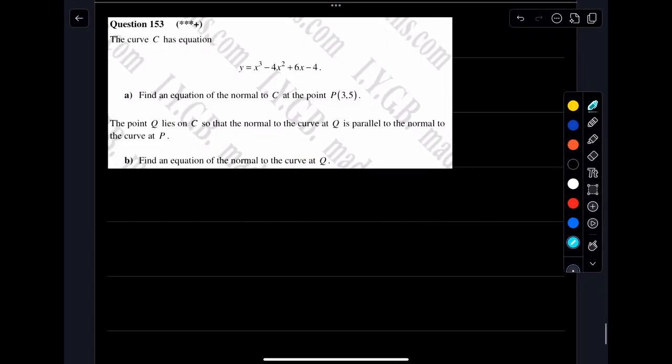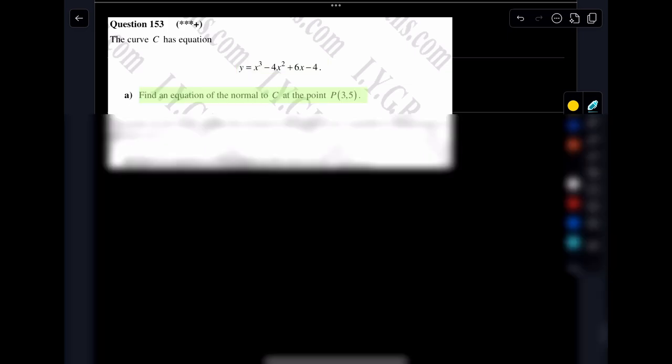Alright guys, so here we're given a curve C with the equation y is equal to x cubed minus 4x squared plus 6x minus 4. And they want us to find the equation of the normal to C at the point 3, 5. Now this is a classic problem that pops up time and time again in your AS Maths journey, so make sure to listen closely.